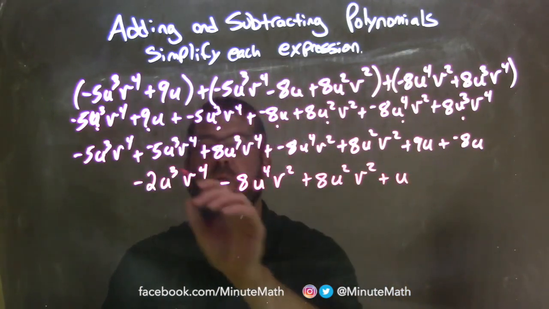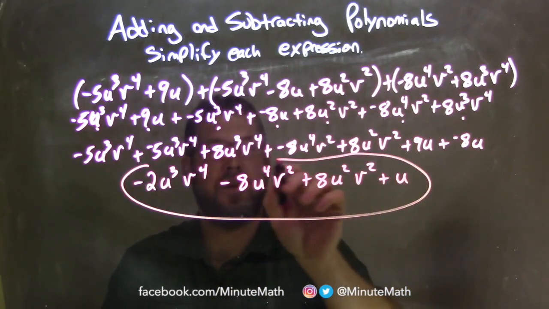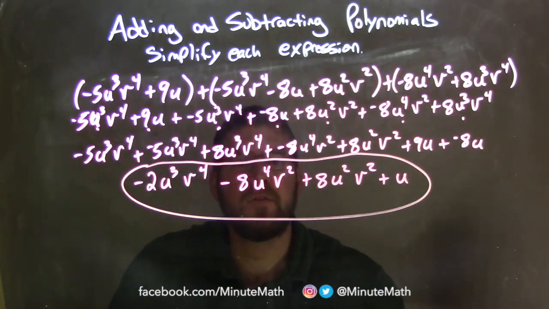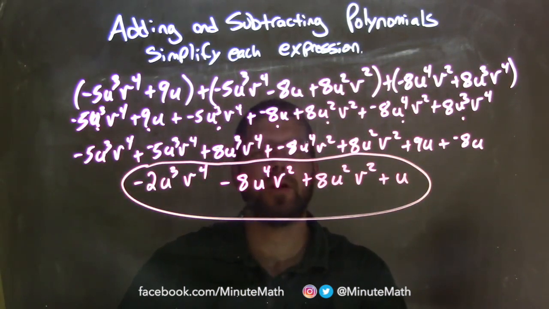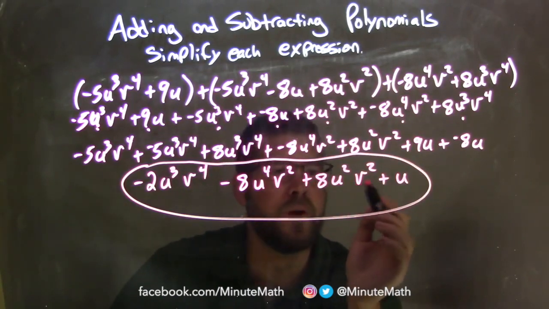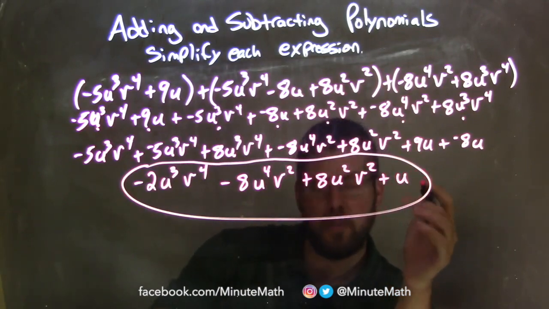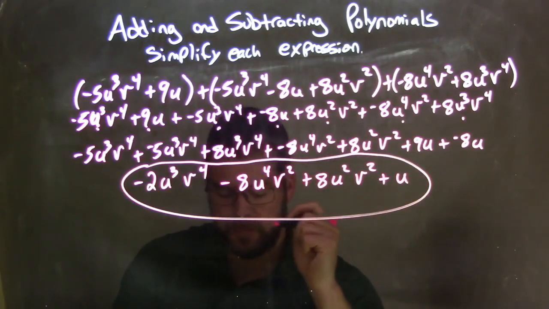And there we have it. We have our final answer here. Looks kind of complicated, but it's negative 2u to the third, v to the fourth, minus 8u to the fourth, v squared, plus 8u squared, v squared, plus u. So, let's double check. Yep, we're good. Got the answer.